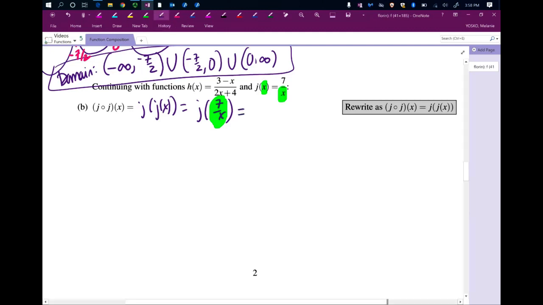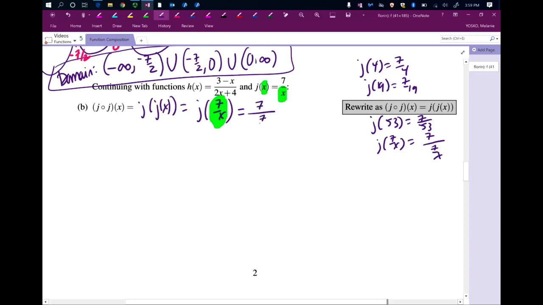If you need to, do the scratch work we did earlier, plugging in, like j of 4, that's 7 over 4. J of 19, that's 7 over 19. J of 53 is 7 over 53. So j of 7 over x is 7 over 7 over x. This is the piece I'm replacing, right? This says 7 over x. Well, down here I have 7 over a new x, right? Okay, then we clean it up.